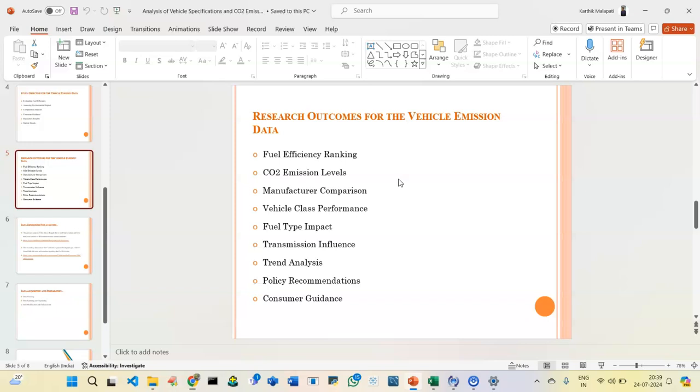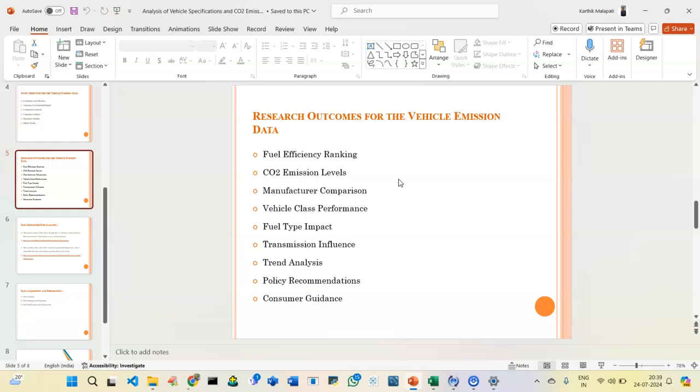Then vehicle class performance, analyzing the fuel consumption and CO2 emissions across different vehicle classes, like mid-size SUVs and sedans, revealing which classes are generally more efficient and eco-friendly.